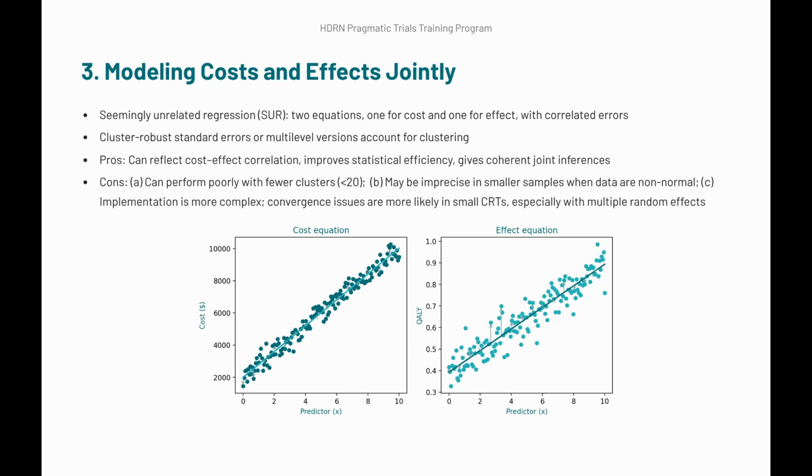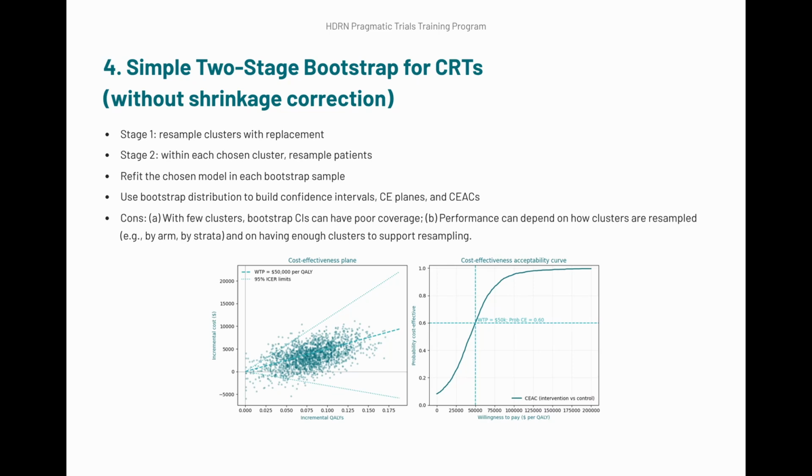In seemingly unrelated regression, we estimate both equations at the same time and allow these residuals to be correlated across costs and utilities. In cluster trials, we usually add cluster-robust standard errors to introduce shared random effects when costs and utilities are strongly correlated. The slide shows a simple two-stage bootstrap, without the shrinkage correction often used with fewer than 20 randomized clusters. In stage 1, we resample whole clusters with replacement, keeping the same number of clusters as in the trial. In stage 2, within each chosen cluster, we resample patients with replacement to rebuild a clustered bootstrap dataset.